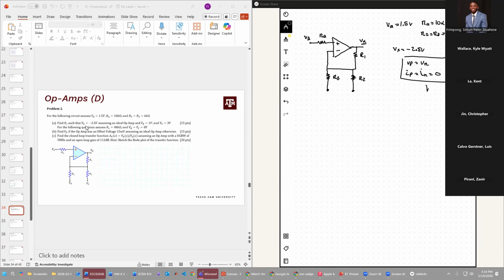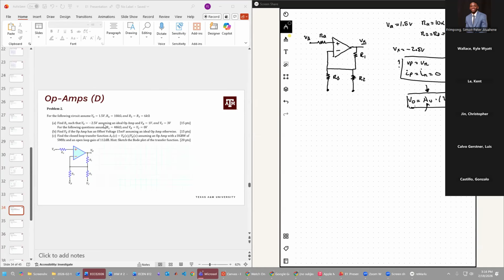If it was not ideal, we know our output equation, V out, is equal to this gain parameter, which is the closed loop gain, multiplied by the voltage at the positive terminal minus the voltage at the negative terminal. You'd use this equation, and then you have to systematically find each of these, like VP, VN, and what your gain is. So just something to keep in mind. You want to memorize these equations. But we're dealing with the ideal case, so we're going to look at that top equation.